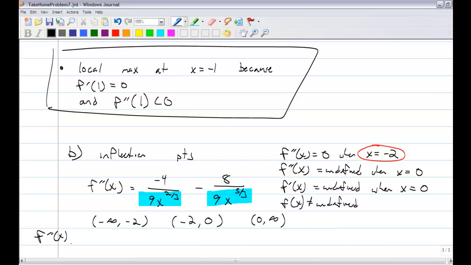So we're looking for changes in concavity. I just want to record the sign of f double prime when you plug in a number from this interval, a number from this interval, and a number from this interval. I've got that. Wish you could see my calculator. I'm going to plug negative 10 into f double prime, and I get a negative result. I'm going to plug negative 1 in, and I get a positive result. And I'm going to plug 10 in, and I get a negative result.